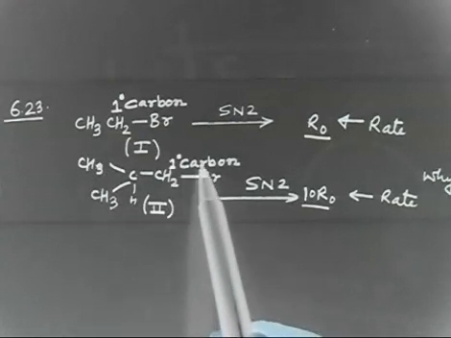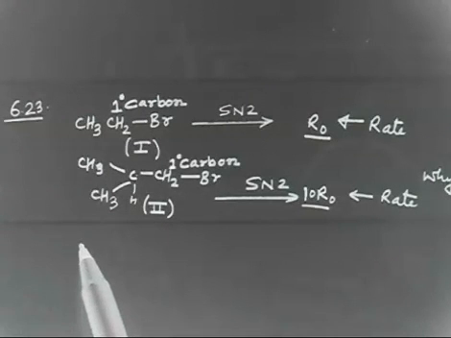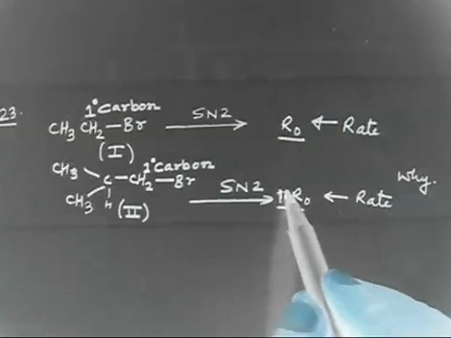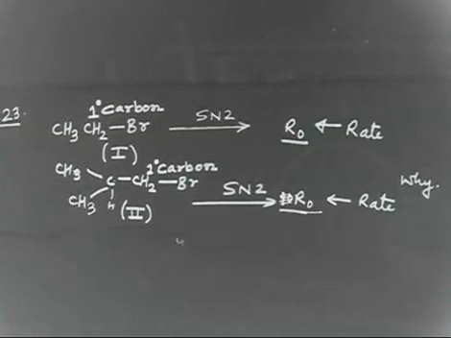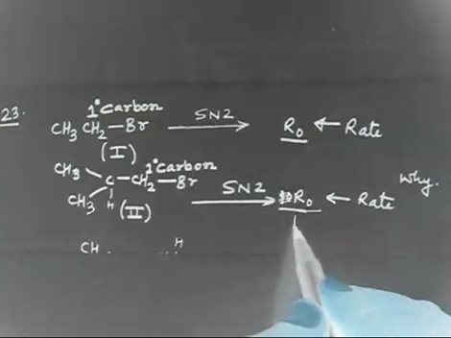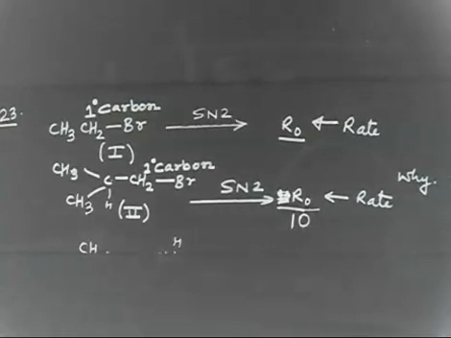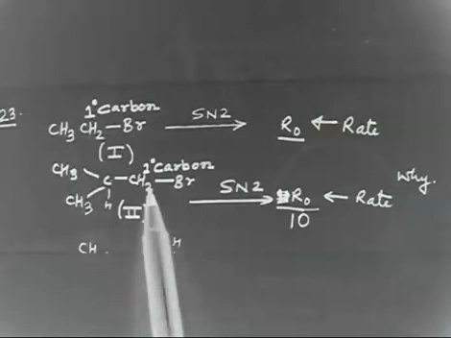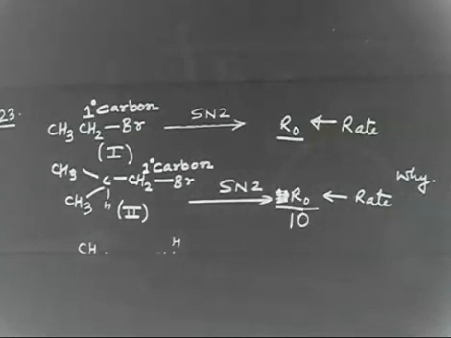This also contains a 1 degree carbon. So the bromine, that is the leaving group, is attached to the 1 degree carbon. This can again go for the SN2 reaction. But in this case, the SN2 rate is 10 times slower. So if in the first case the rate is R0, in this case the rate is R0 by 10. That is 10 times slower. Are you getting? Even though this is a primary carbon, and that is also a primary carbon, in this case the rate is R0 by 10.